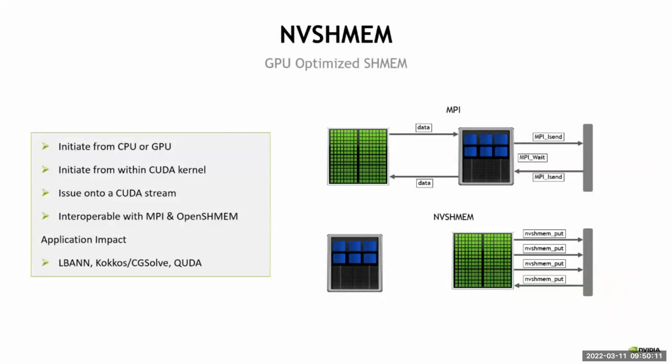NVSHMEM is a PGAS programming model based largely on the OpenSHMEM specification. And it is actually something that you can use from the CPU or the GPU. So your GPU kernel can actually initiate communication with other GPUs. You can also issue these communications in order with the stream, which has various advantages of being able to pre-issue the communications into the stream as they relate to your CUDA kernels. And so this is something that's available as part of the HPC SDK.